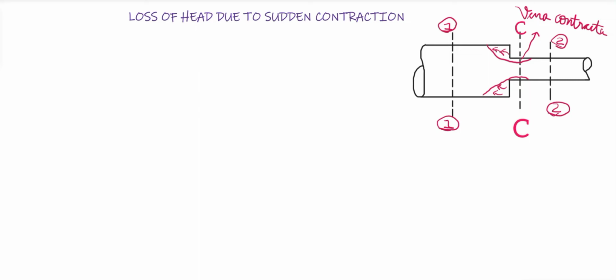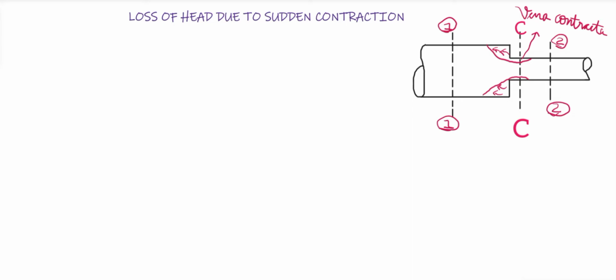In this case of sudden contraction, the head loss actually occurs due to the sudden enlargement from the vena contracta to the smaller pipe. That is, after the section CC, there is sudden enlargement. And this is the reason why the head loss occurs in this case.